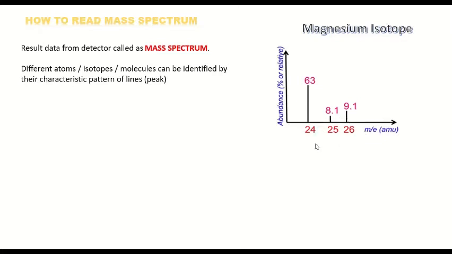Ada 3 jenis isotop, magnesium 24, magnesium 25, magnesium 26. So magnesium 24 abundance-nya 63%. Magnesium 25 abundance-nya 8.1%. Magnesium yang 26, isotop 26 abundance-nya ada 9.1%. Okay, jadi inilah cara kita baca kita punya mass spectrum.